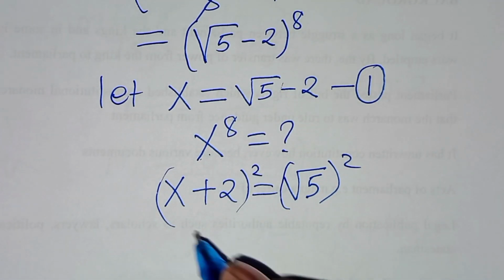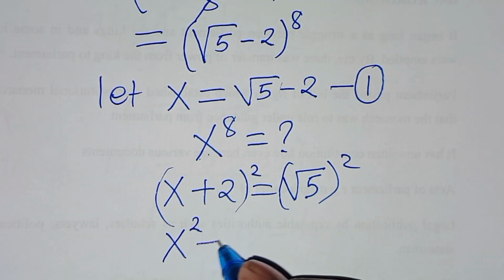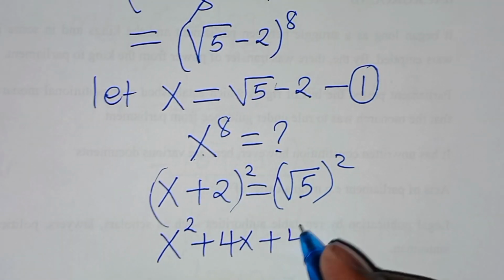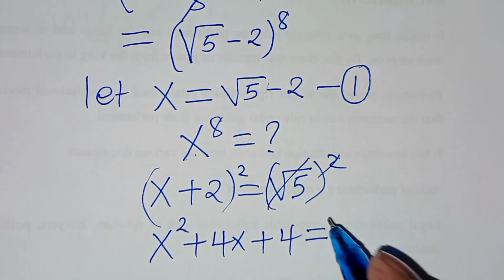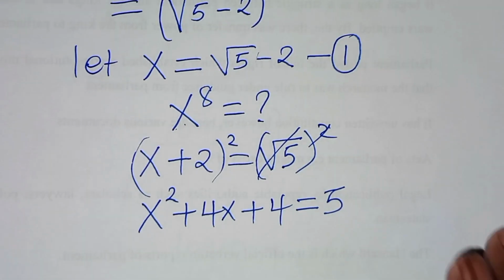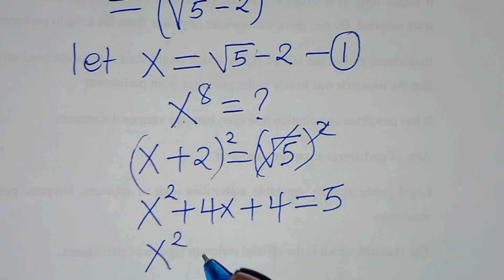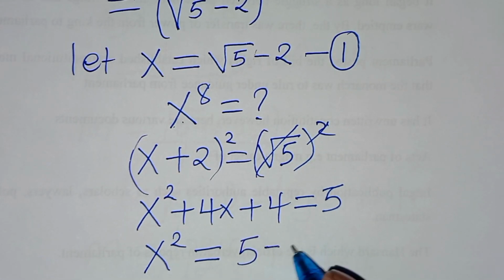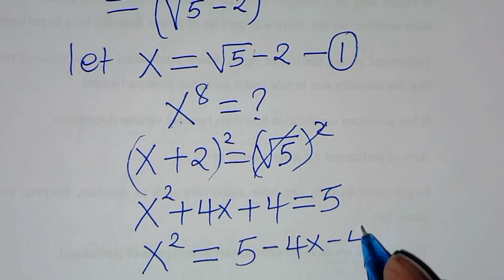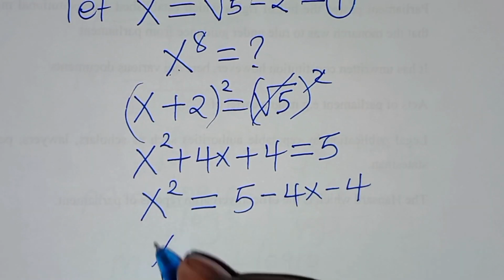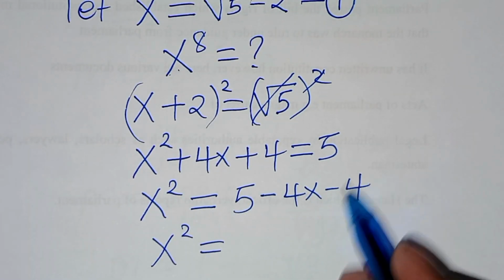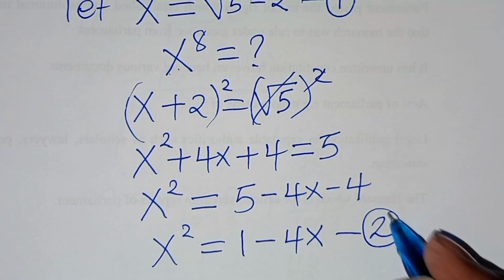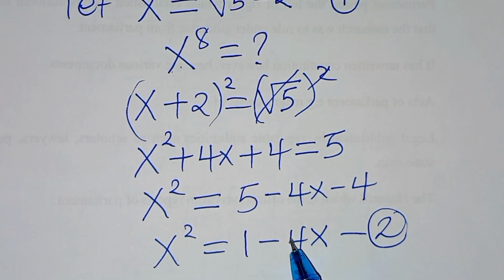So that now here we'll have x squared plus 4x plus 2 squared, which is 4. This is equal to 5. Now, we have that this is x squared. This is equal to, let's take 4x plus 4 to the right-hand side. So this is minus 4x minus 4. So that now x squared is equal to 5 minus 4, which is 1, minus 4x. Let's call this equation 2. Now, x squared is 1 minus 4x.